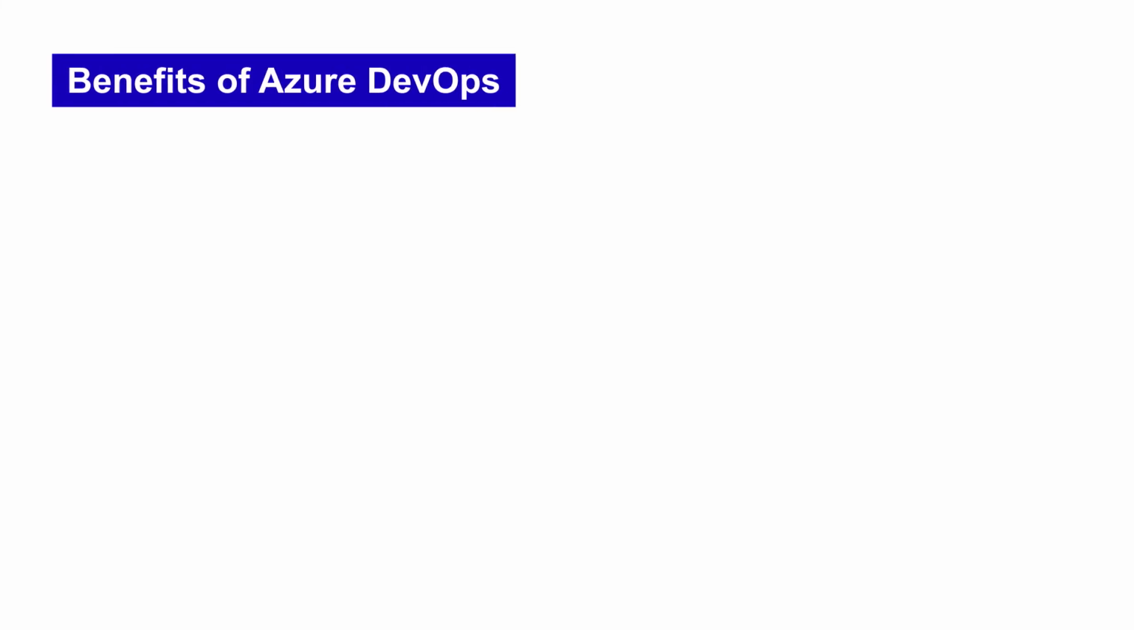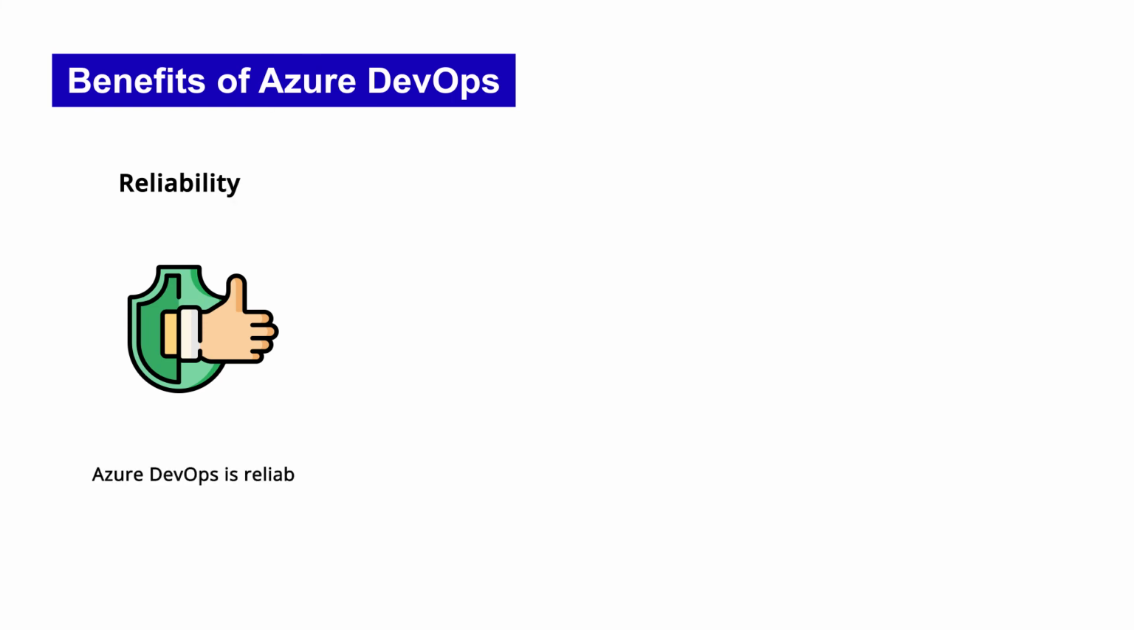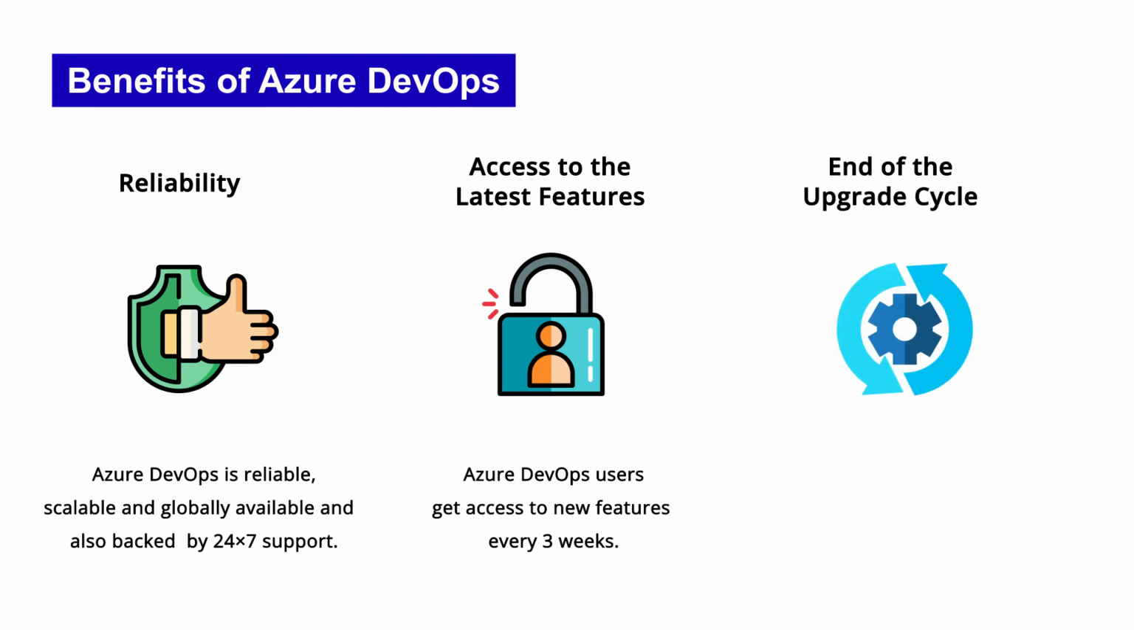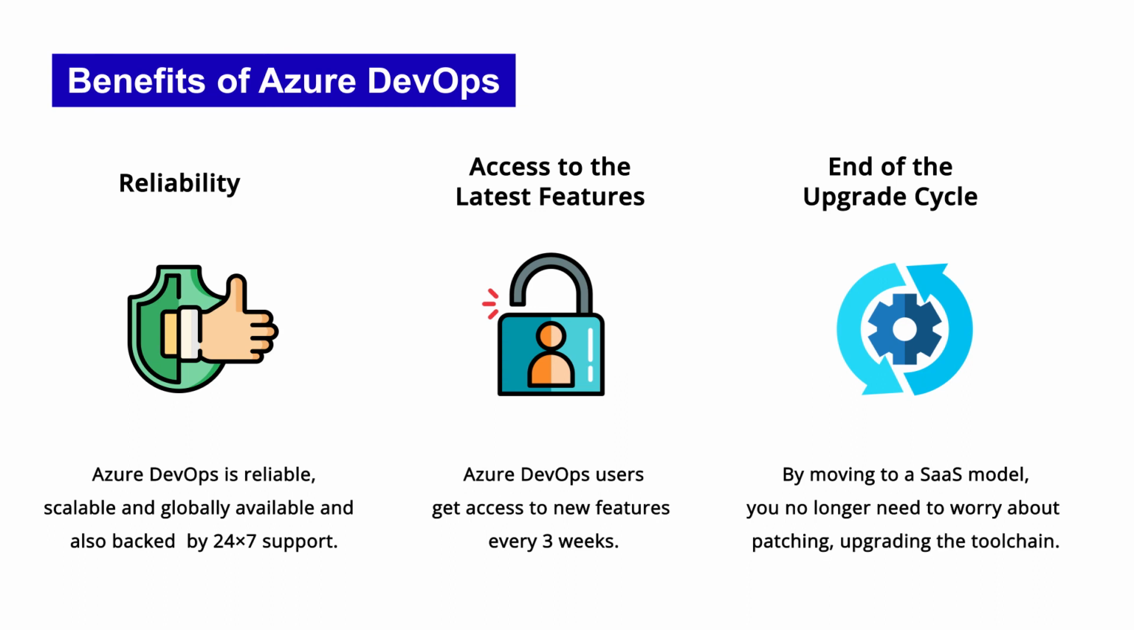Benefits of Azure DevOps. Reliability: Azure DevOps is reliable, scalable, and globally available, and also backed by 24/7 support. Access to the latest features: Azure DevOps users get access to new features every 3 weeks. End of the upgrade cycle: by moving to a SaaS model, you no longer need to worry about patching and upgrading the tool chain.